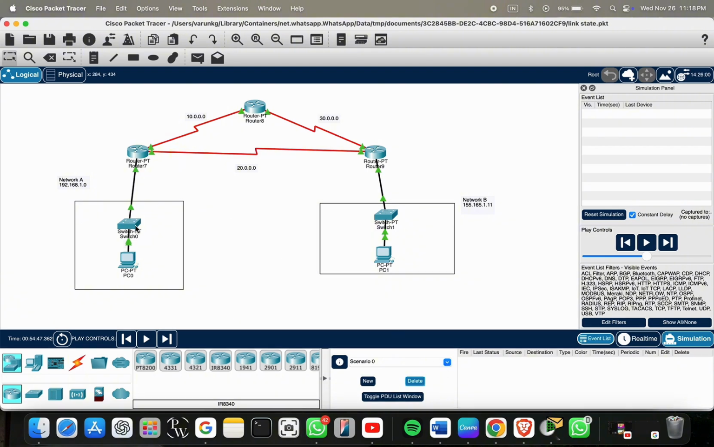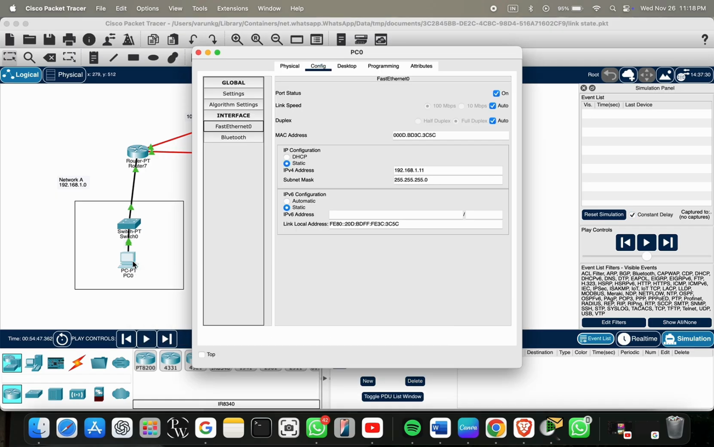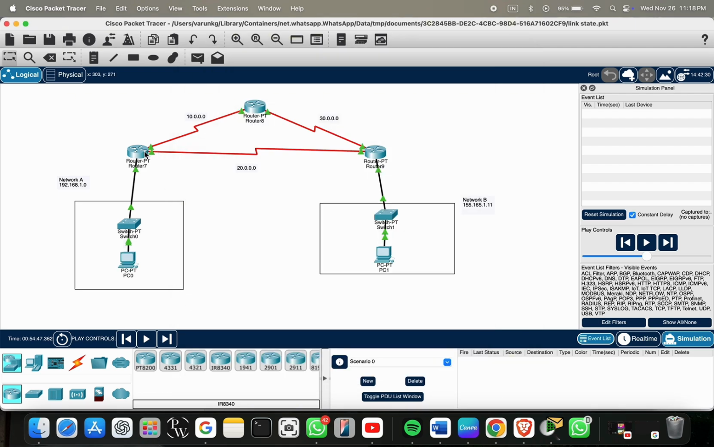Hello guys, now let us start the simulation part of distance vector routing and link state routing. First we will discuss link state routing. In link state routing we are taking two different PCs, two switches, and three routers. In the PC, the IP configuration is 192.168.1.11, as you can see here, and it is directly connected to the router through a switch.